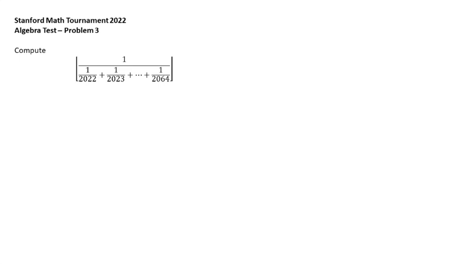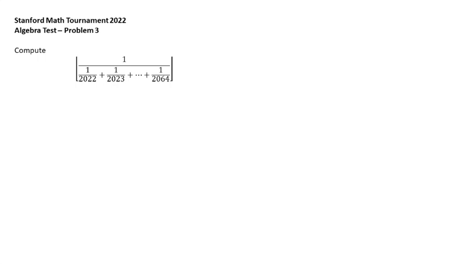Let us consider this problem from the Stanford Math Tournament 2022. We have to compute the floor of 1 over the sum 1 over 2022 plus 1 over 2023 all the way to 1 over 2064. But before we dive into the solution, let us recall first the definition of the floor function.